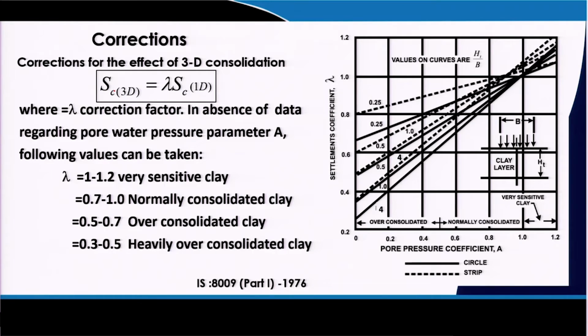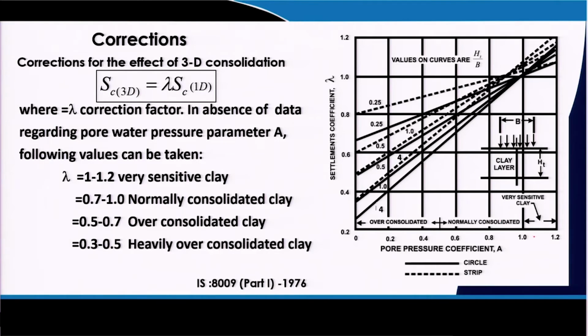So, this is the correction. To get the CD correction, you have to apply a lambda, which is a correction factor, that we will multiply with the uncorrected settlement value. Now we can use this chart, which is given in the IS code.